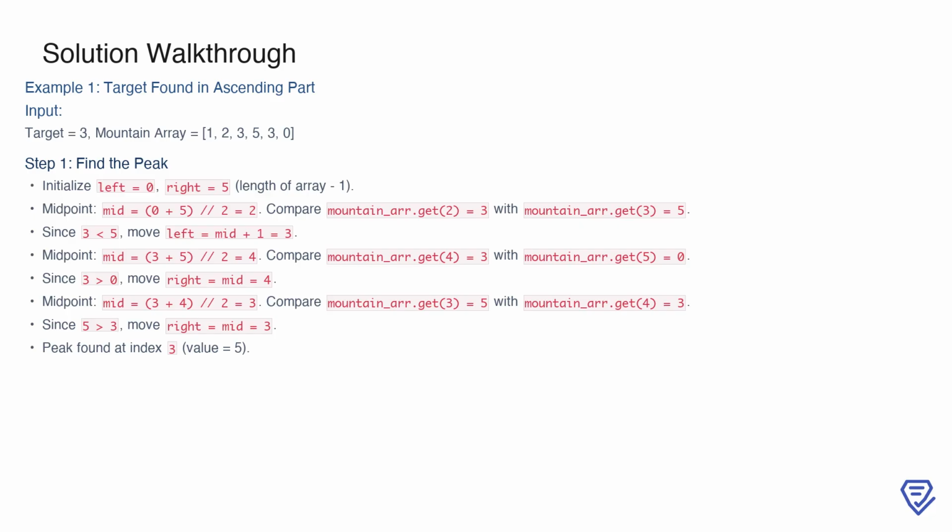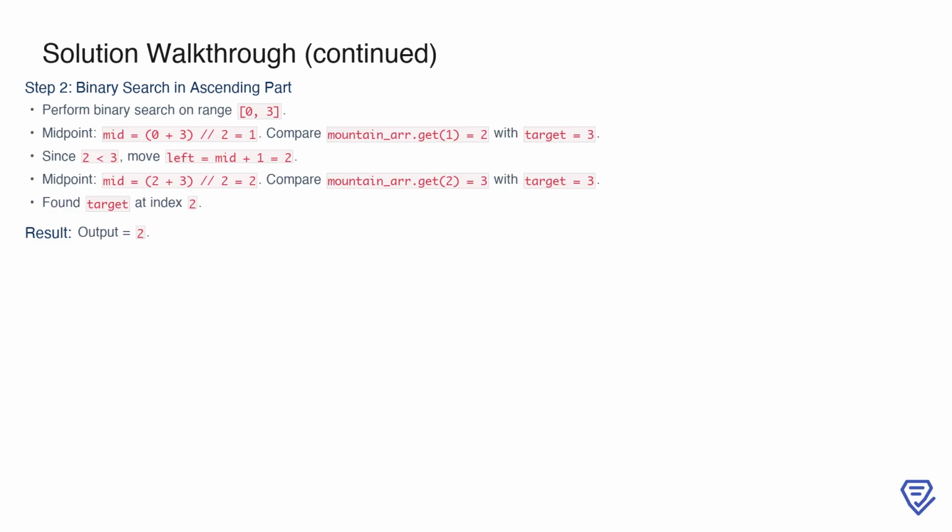Once the peak is found, the next step is to search for the target in the ascending part of the array. Here, the range for binary search is from index 0 to the peak index, which is 3. The first midpoint is calculated as (0 + 3) / 2 equals 1. At index 1, the value is 2, which is less than the target value of 3. So, we update left to mid plus 1, which is 2.